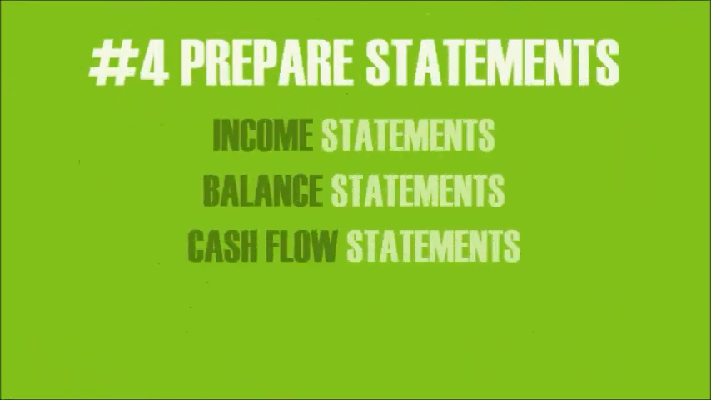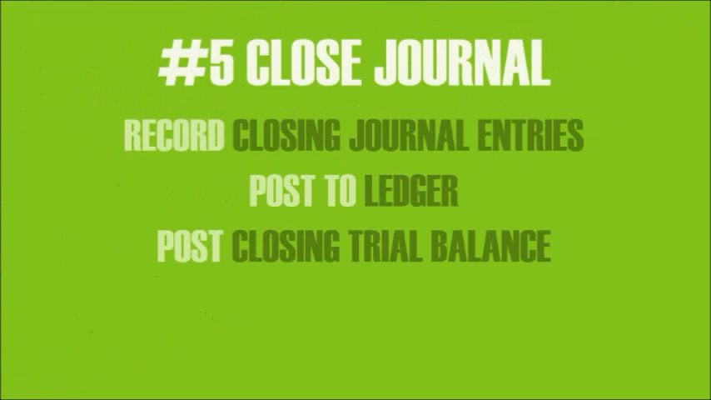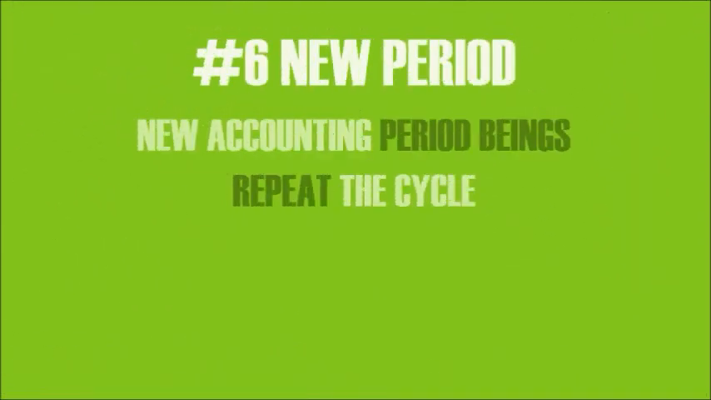The fourth step is to prepare financial statements. The fifth step is to record closing journal entries, post to the ledger, and prepare the post-closing trial balance. The sixth and final step is to begin the new accounting period by returning back to the first step.